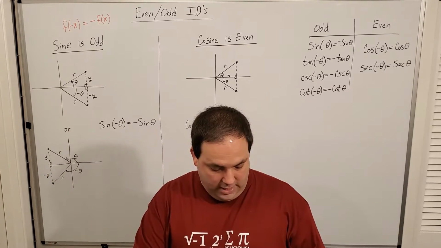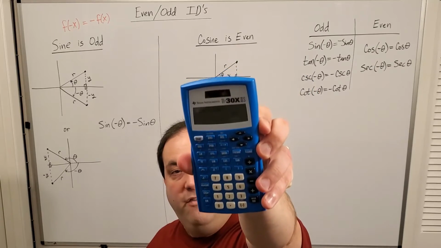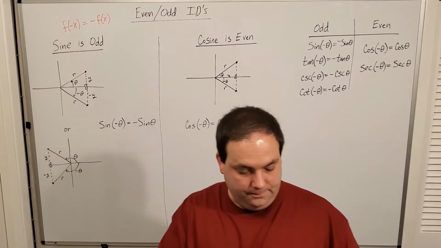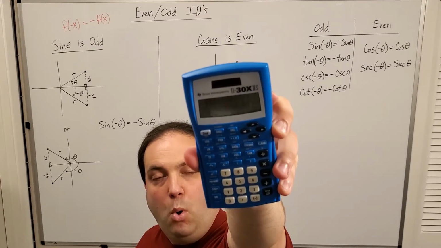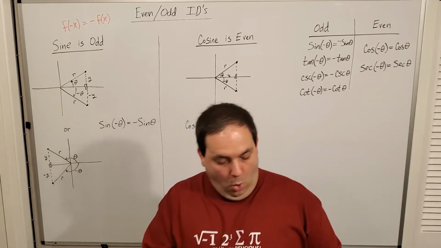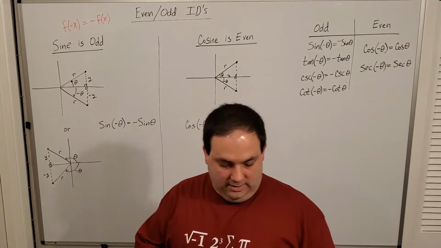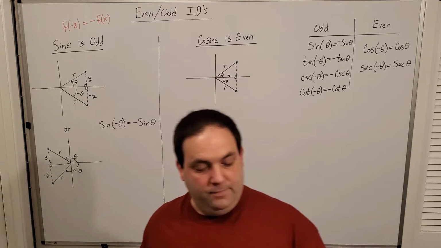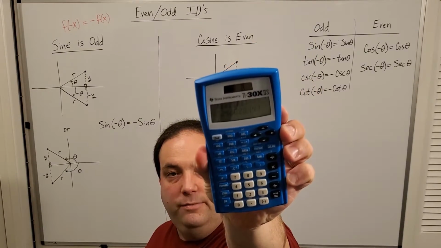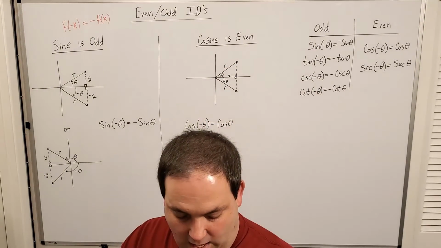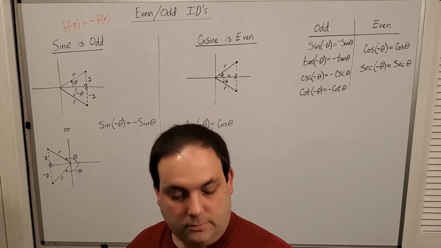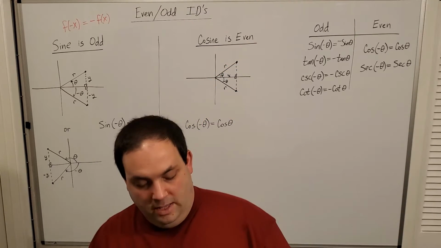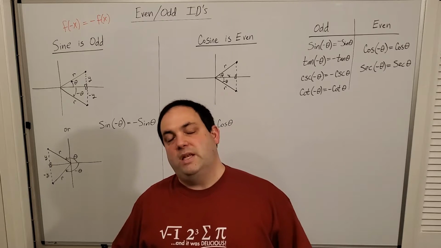The sine of 30, we already know that one, right? That's a half, 0.5. What if I do sine of negative 30? Notice it's negative 0.5. Or for example, what if I did sine of 200? That's something in quadrant 3, right? So the answer is negative. If I do the sine of negative 200, notice it's the same numbers, but positive. Okay? That's what it means for the sine to be an odd function.